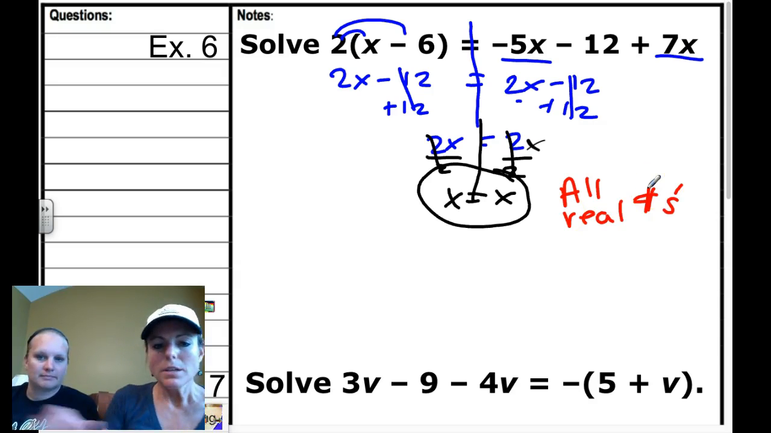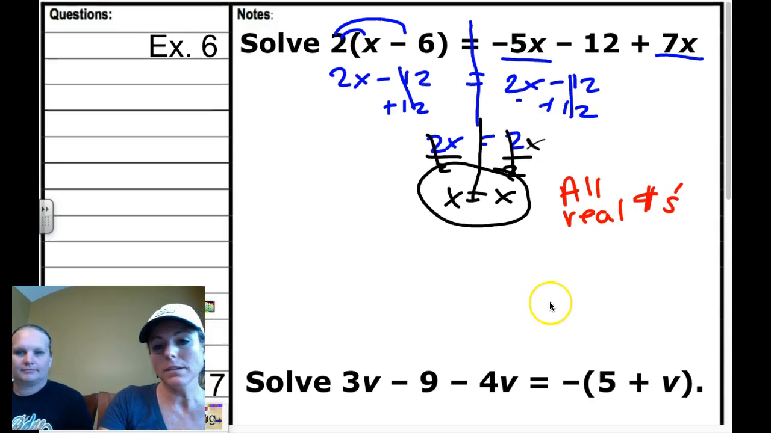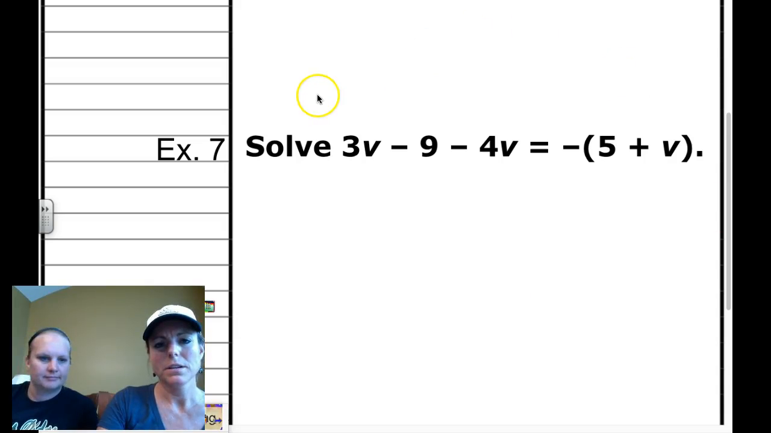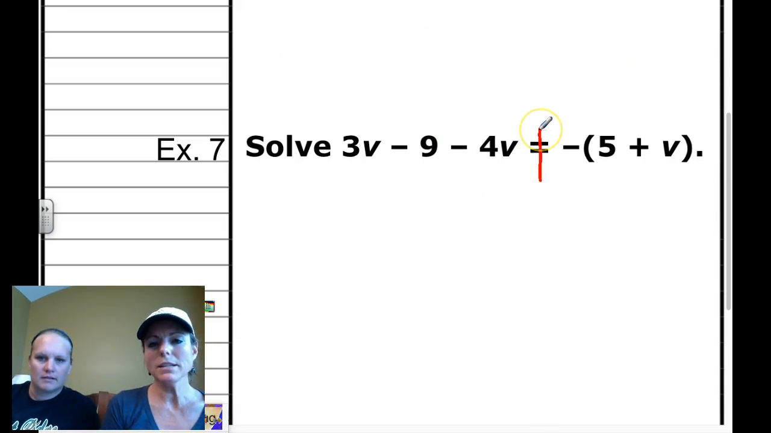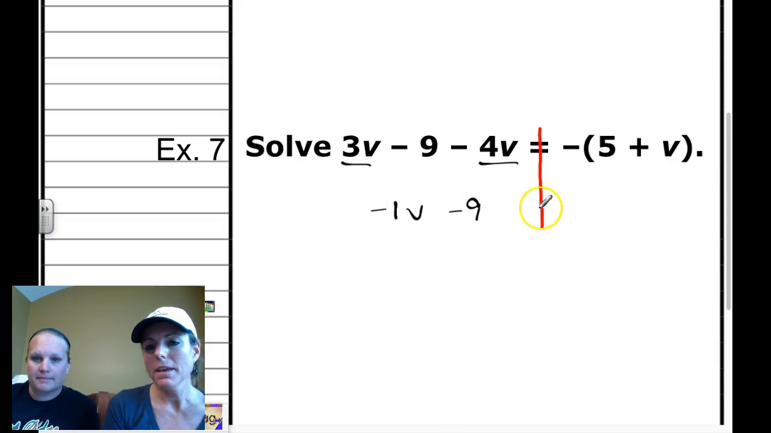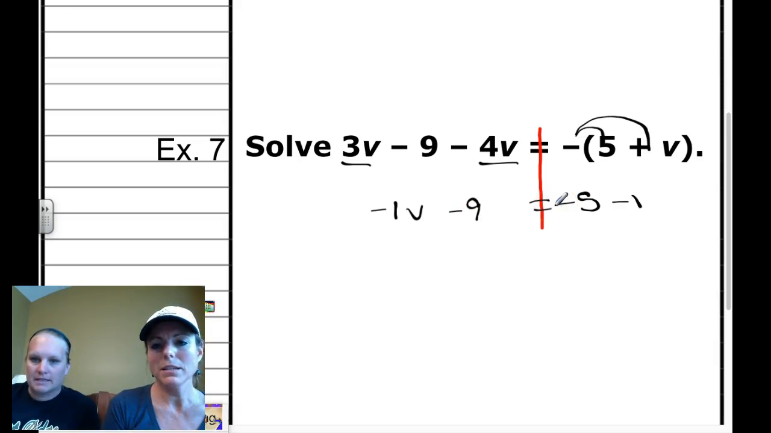All right. Awesome. So example number 7, are we gonna skip? We can do it quick. All right, let's do it. So we're gonna simplify both sides. So look at the left side right away. We can combine 3v and negative 4v, which is negative 1v, or negative v minus 9, and set that equal to, let's distribute the minus sign right away so we don't forget, negative 5 minus v.